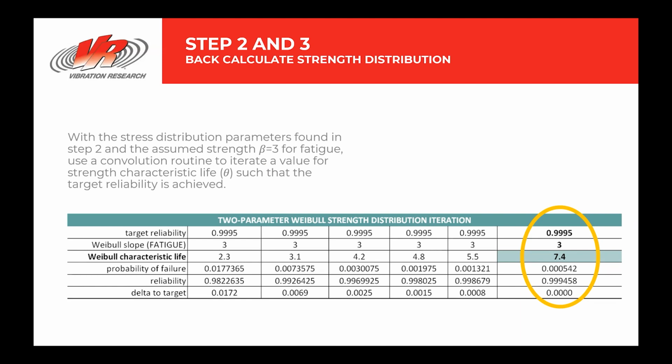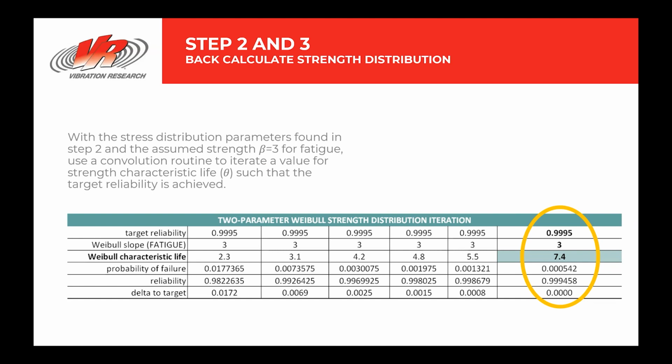So then we have to use a convolution routine, and you can make one using R or Python or even Excel to back calculate a value for strength characteristic life, theta, such that the stress and strength distributions overlap to equal the desired failure rate, which of course equals 1 minus the desired reliability, which for our example is 1 minus 0.9995.